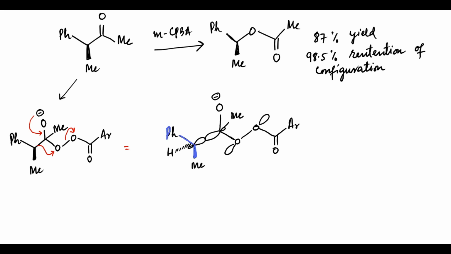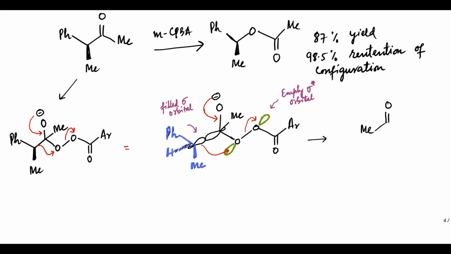Let us show this migrating benzylic group in blue and orbitals of peroxide linkage in green color. This is the filled sigma bonding orbital and this is the empty sigma antibonding orbital. Let us show this migration again here. Migrating group shifts to oxygen, carbonyl reforms, while peroxide linkage breaks. This forms the product ester like this, while carboxylate from peracid leaves.